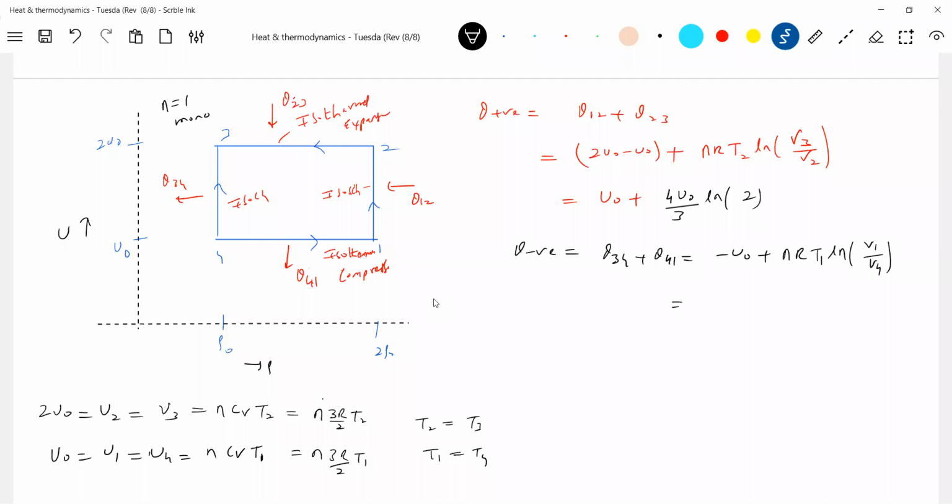If density increases by 2 times, volume should decrease by 2 times. So what is nRT1? nRT1 should be 2 U0 by 3. This should be equal to how much? 1 by 2 log of... Okay, there's the expression. I think the negative sign will come. This is Q negative. What is the efficiency formula?